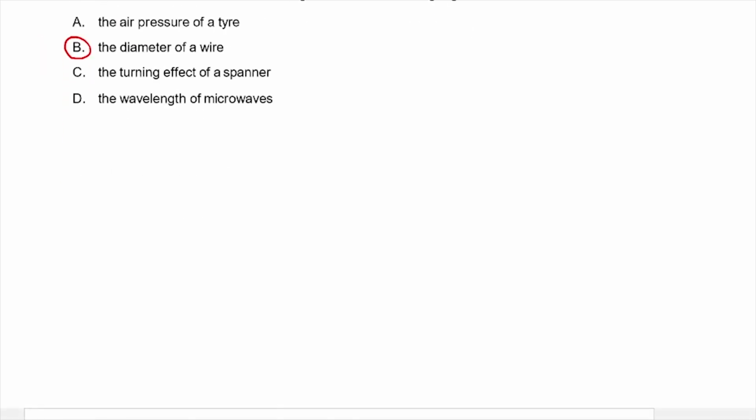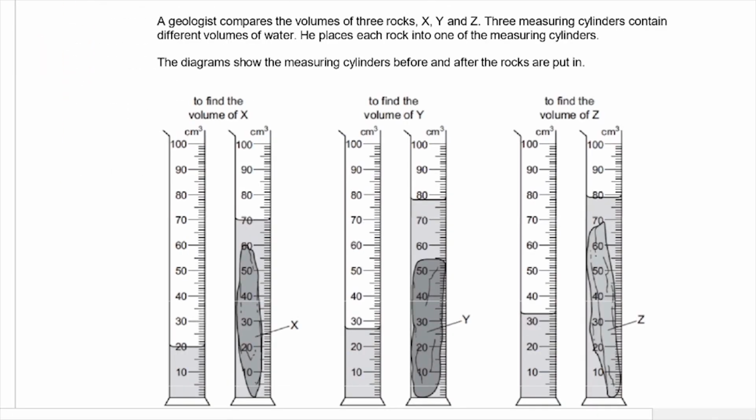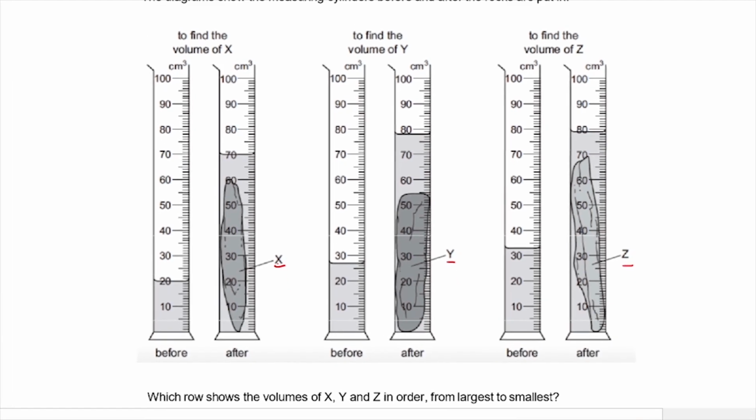Moving on to the next number. In this question, a geologist compares the volumes of 3 rocks. We have rocks X, Y, and Z. So they are right here. X, we have Y, we have Z. 3 measuring cylinders contain different volumes of water. He places each rock into one of the measuring cylinders. The diagrams show the measuring cylinders before and after the rocks are put in. So we are looking at the rocks right there, before and after they are put in.